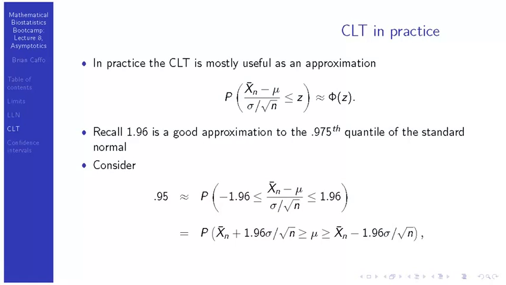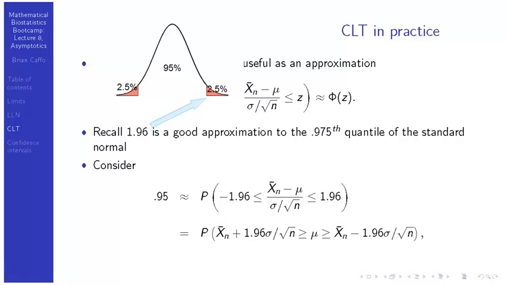So let me give you an example. Remember that 1.96 is a good approximation to the 0.975th quantile of a standard normal. And so negative 1.96 is a pretty good approximation to the 2.5th percentile. So what the central limit theorem says is that 95% is about the probability that a standardized mean lies between basically -2 and +2.